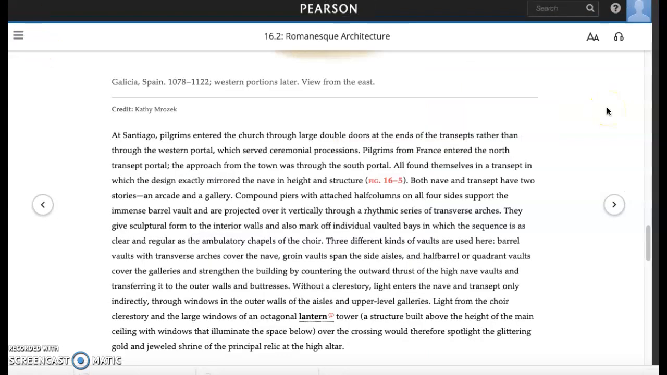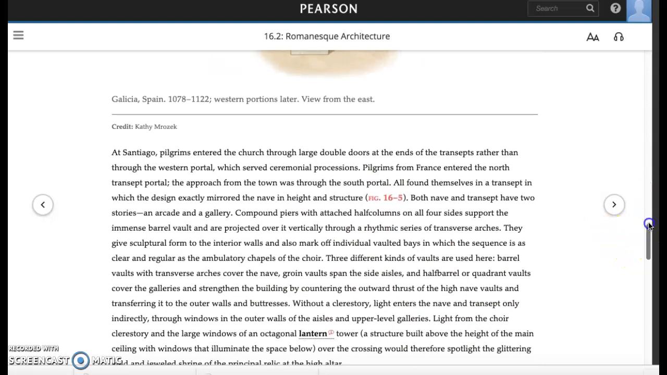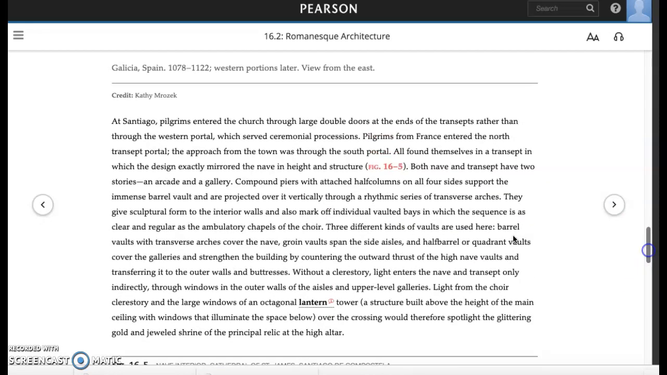I want to help you with some more of these terms, even though this video is getting long. So look here. 3 different kinds of vaults are used here. Barrel vaults with transverse arches cover the nave. Okay, we already saw that down here. Scroll down, computer. Barrel vault, curved barrel shape with transverse arches. It's covering the nave. Okay, we've got barrel vaults.